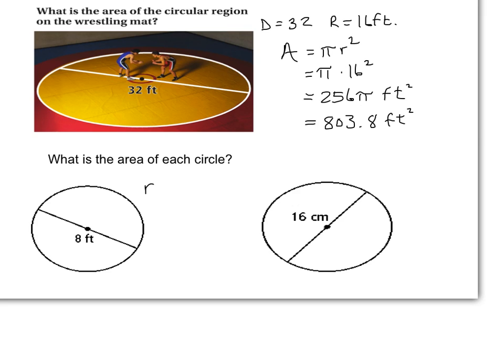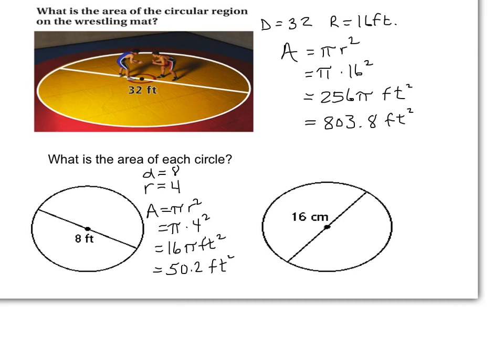Again, my radius in this case is going to be 4 because my diameter is 8. I take the diameter divided by 2. So the area is pi r squared, which is going to be, in this case, pi times 4 squared, which is going to be 16 pi, in this case, feet squared for my units. And if I find that, that's if the answer is in terms of pi. If the answer is rounded to the nearest tenth, this would be 50.2 feet squared, 16 times pi.